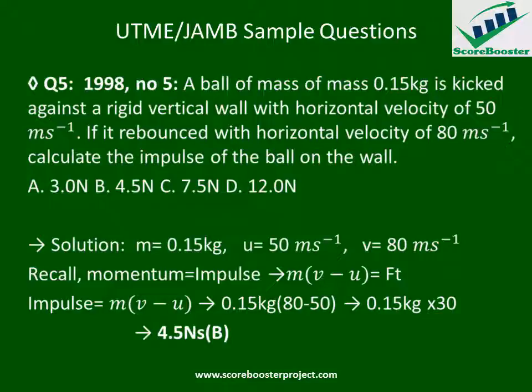So in substituting, our impulse can be got in terms of momentum, and that will be equal to m, which is 0.15 kilogram, into v, which is 80, minus u, which is 50. So that will give us 0.15 kilogram times 30, and of course that will give us 4.5 Newton seconds, making option B the correct answer for this particular question.